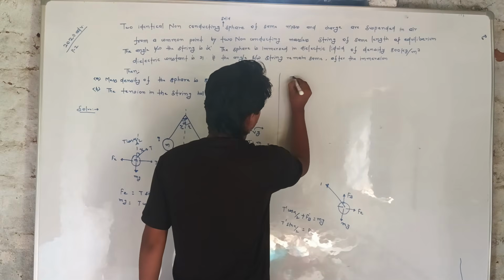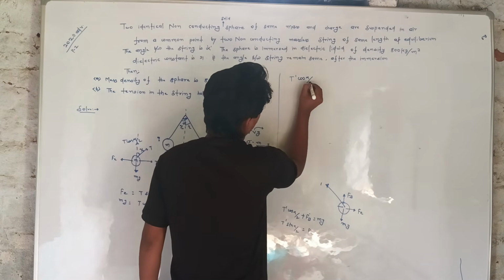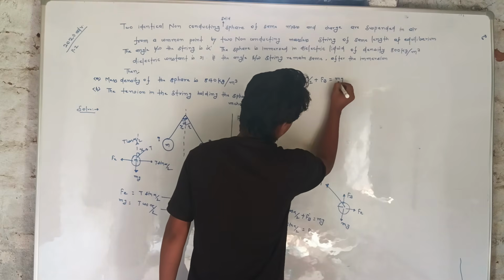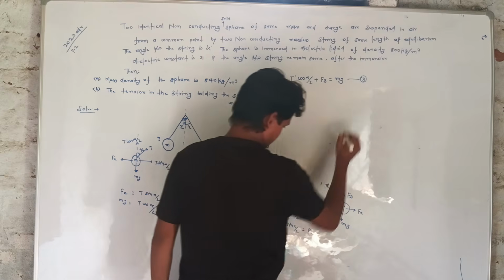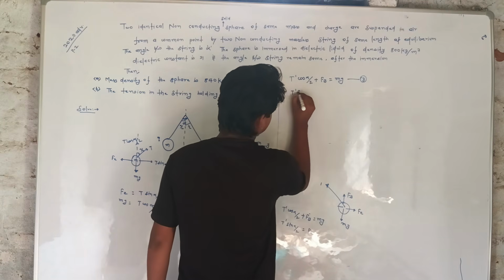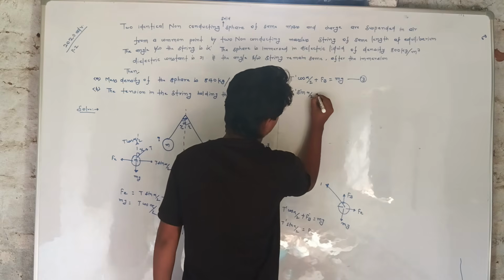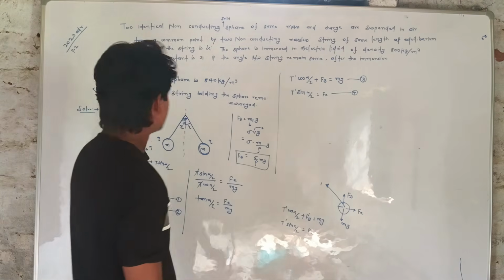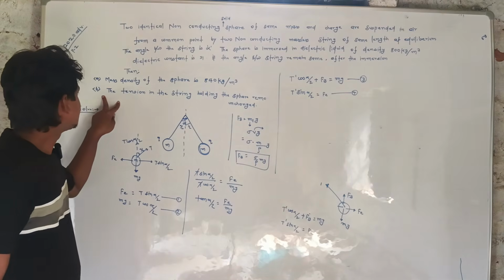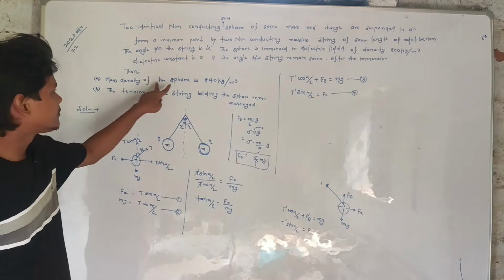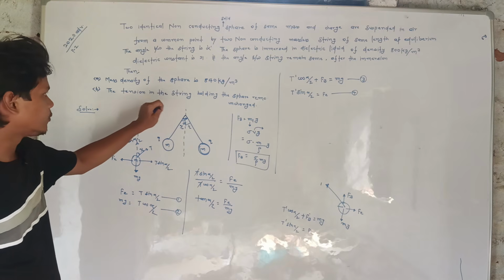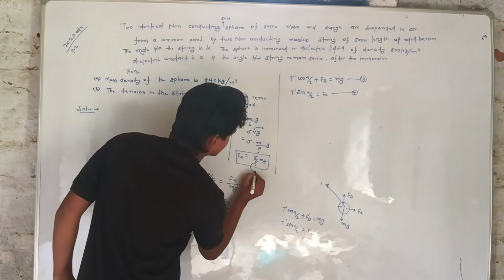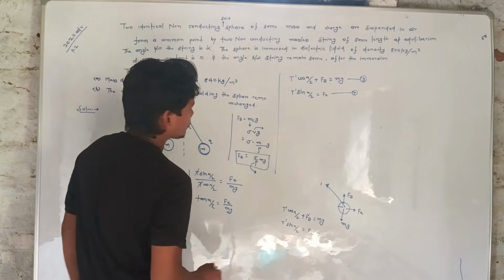If we write T dash cos of alpha by 2 plus Fb equal to mg, it is equation number 3, and T dash sine of alpha by 2 equal to Fe, it's equation number 4. Option A says that the mass density of the sphere is 840 kg per metre cube. So here we can calculate the rho, the mass density of the sphere.